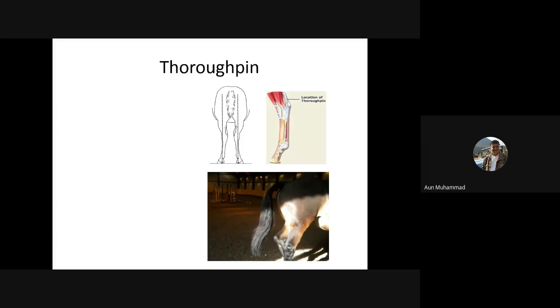Thoroughpin is also a quite similar condition to the wind gall, and in fact this time this is inflammation of the tendon sheath that is present at the level of the hock joint and above the level of the hock joint. Say this is the hock joint, this is the point of the hock, and you will see this type of inflammation that may be present at the lateral as well as the medial aspect of the joint. So this condition is called Thoroughpin, and in fact this condition is tenosynovitis, meaning the inflammation of the tendon sheath along with the secretion of the fluid.